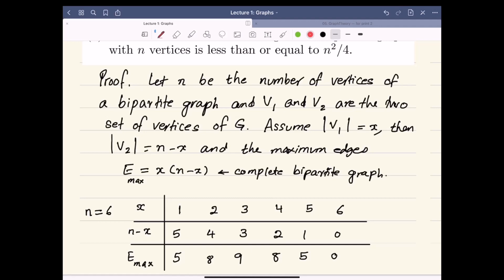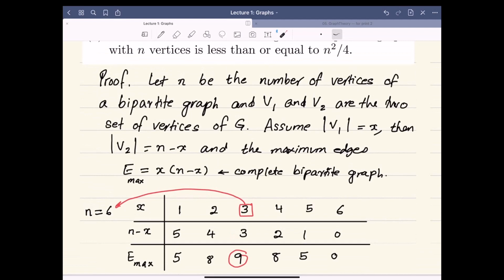So notice now, where is the maximum value for this function? The maximum value is 9. And what is the value of x? The value of x is 3. So what is 3 related to n? In fact, you can look at it as half. So if you have x vertices in V1 and n minus x vertices in V2, the maximum number of edges you get when you multiply x by n minus x is when you divide the two sets in half. Half of the vertices in one set, V1, and the other half in V2. Then here you will get the maximum.